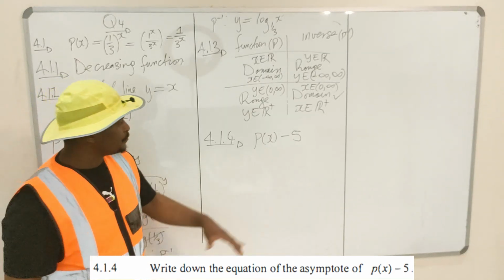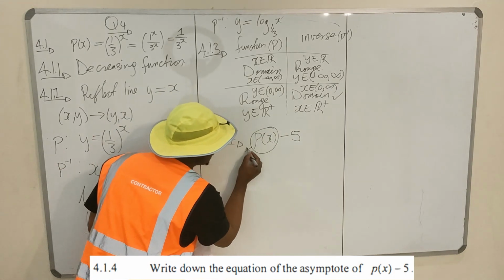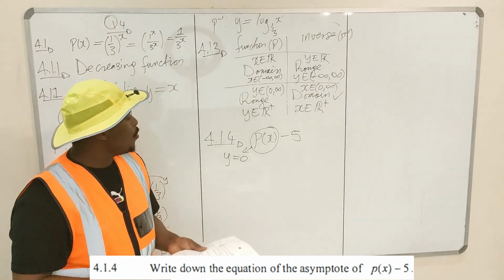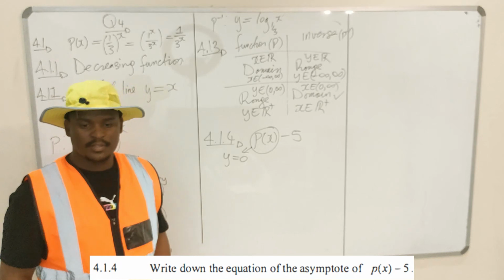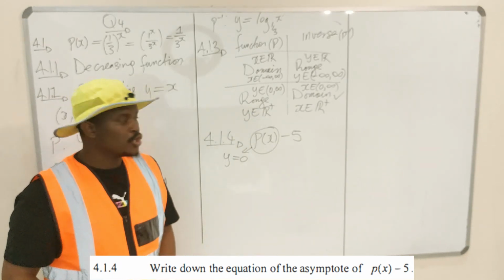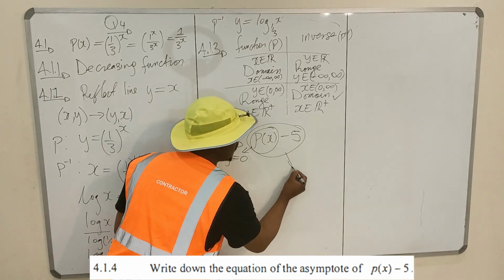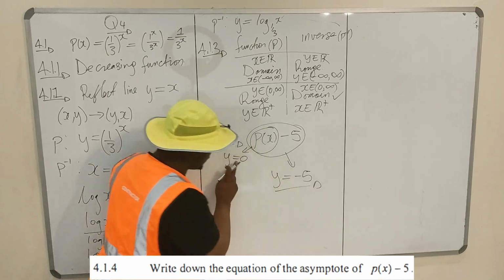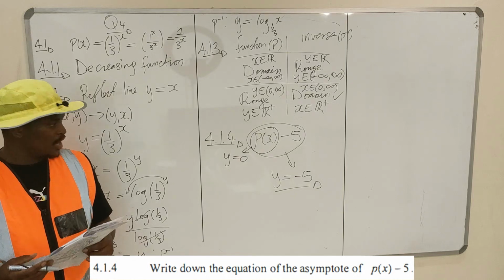So for p of x alone, it had asymptote at y is equal to 0. That was p of x. Now, if p of x is moved 5 units down, what will happen to the asymptote? It will also shift 5 units down. So the asymptote of this entire thing will be y is equal to minus 5, because you'll be pulling this one 5 units down. That's what that is. And we're done with this one.